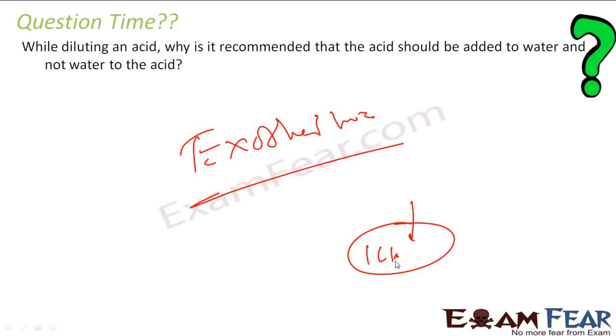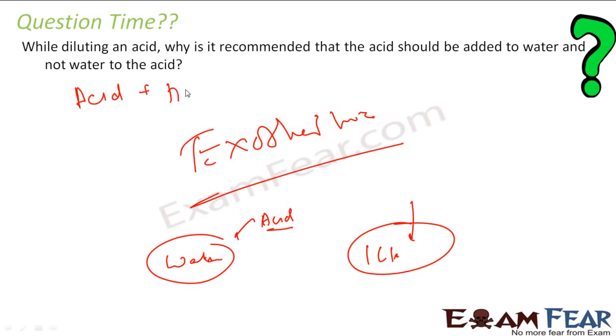So we should avoid this, and we take water, and then in that we put acid slowly, and we stir, right? This is all because this reaction, acid plus water, is highly exothermic. It gives huge heat, right? That's the reason why we don't recommend that.